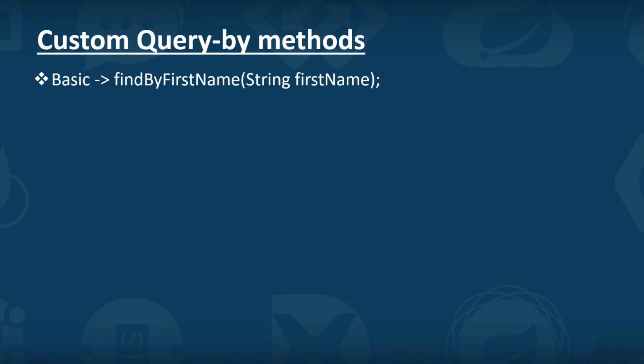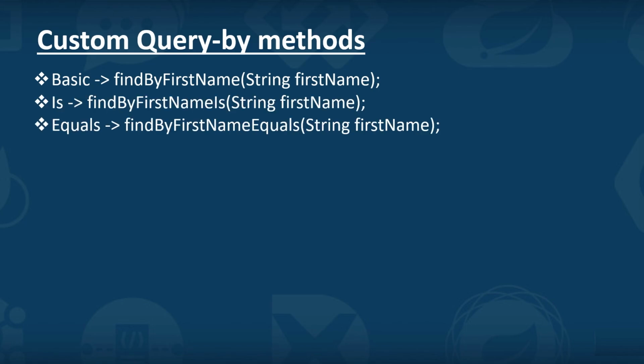So just now you saw that we were having a very basic method, find by first name. We can provide the first name and it will simply search by the first name. Very simple. But there are two more variants of it which will do the same job. You can say find by first name is. So you can make usage of is here, or you can say equals. Any of them you can use and that will mean the same thing only.